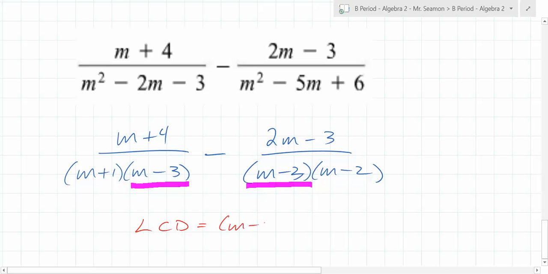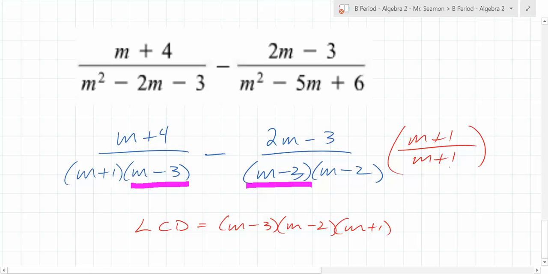M minus 3 is going to be there. What else has to be there? Exactly. So what do we have to multiply this one by right here? What's missing from this one? M plus 1 is missing, right? Exactly. It has to be over m plus 1 because you can only multiply by 1. It has to be something over itself. What about this one right here? What do we multiply here?